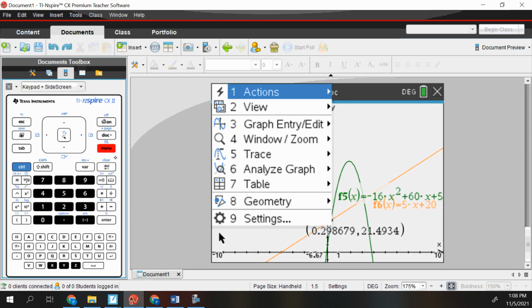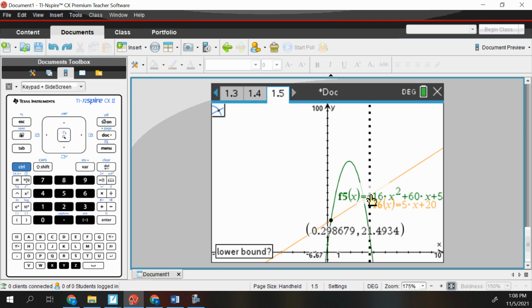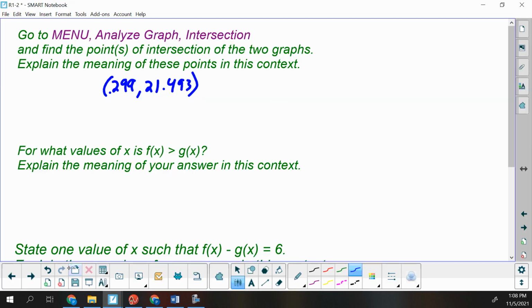So for the other intersection: menu, analyze graph, intersection, select something left of that intersection, select something right, and we get our other intersection point. And it didn't tell us where to round. We'll just say let's do 3 places. So 3.139, comma, 35.694.